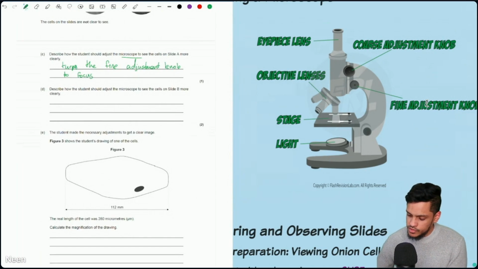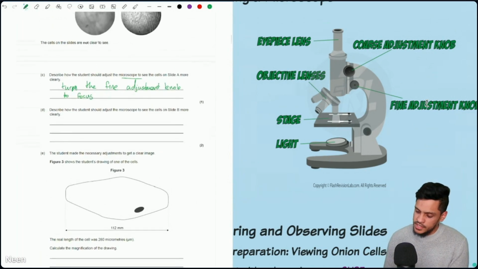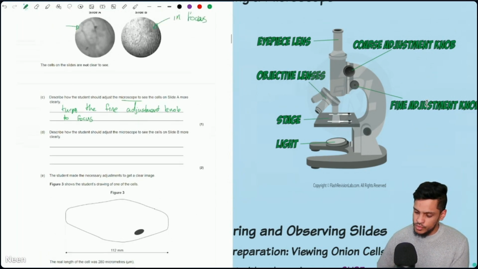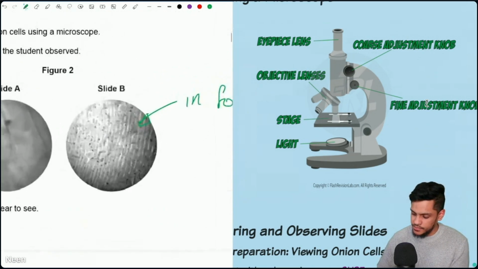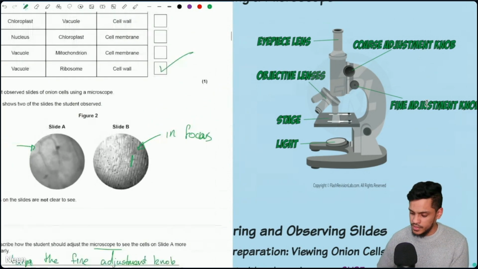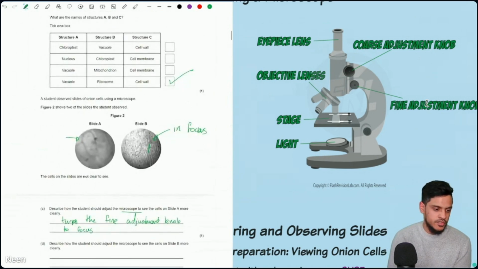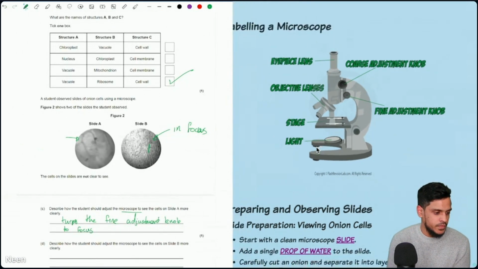Describe how the student should adjust the microscope to see the cells on slide B more clearly. So you can see here, you can't really see the cells. The cells are quite small. So what you want to do is you want to try and zoom in. So how could you zoom in a microscope? What could you do to zoom in?